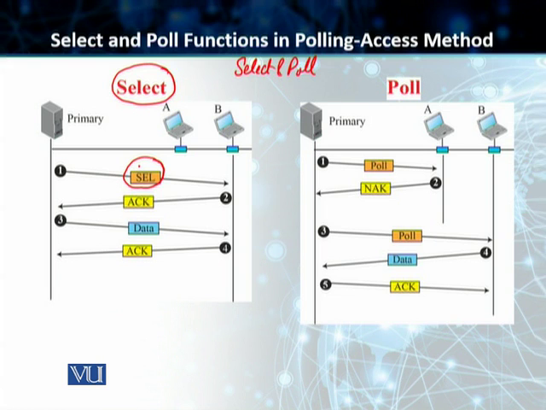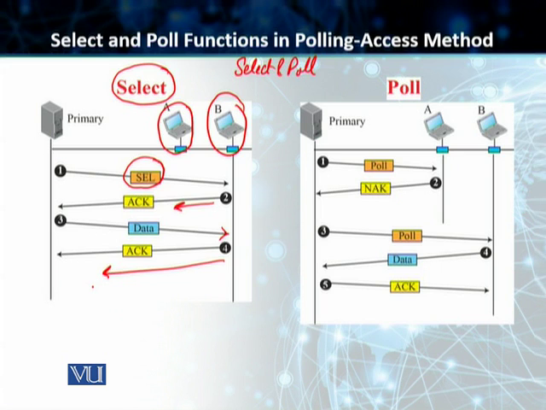So, for example, in this case, although station A receives this select frame, as well as station B, only B replies with an acknowledgement, and then the primary device sends its data, and then ultimately this data is acknowledged. The poll function is used by the primary device to solicit transmission from its secondary devices.